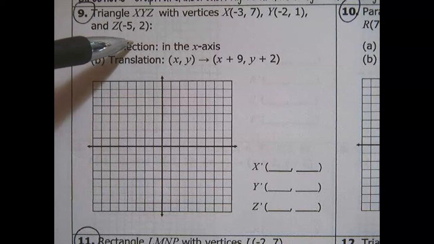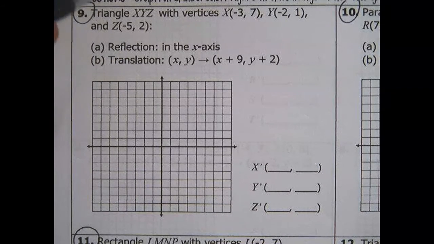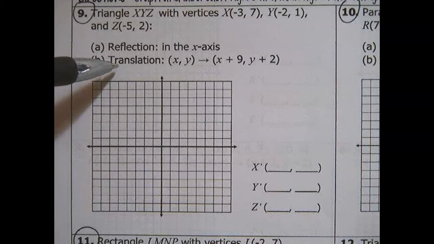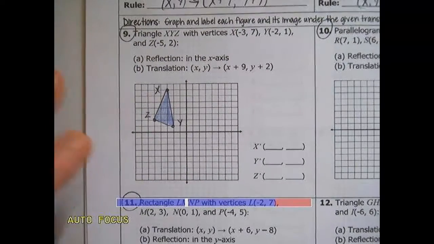Okay, so what I like to do when I do this is I make a sort of middle image that's between the pre-image up here and the final image here, and I'm going to make that one dashed. So let's first plot the pre-image. That's easy. Okay, so there is the pre-image.